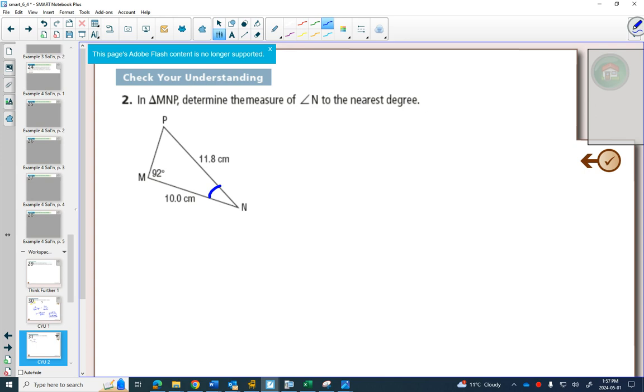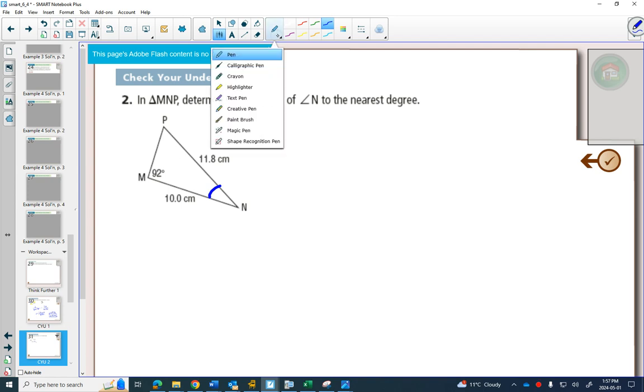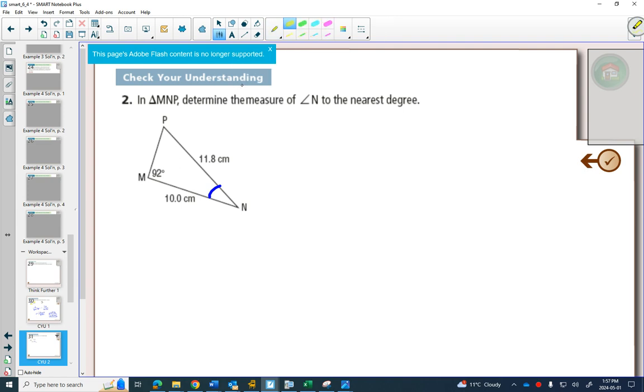Next, you can use the sine law if you know an angle and its opposite side. Is that the case? I take out my highlighter. Do I know an angle? Yes. Do I know its opposite side? Yes. So this is the key to being able to tell, can I use the sine law or not? Next, we do our setup.